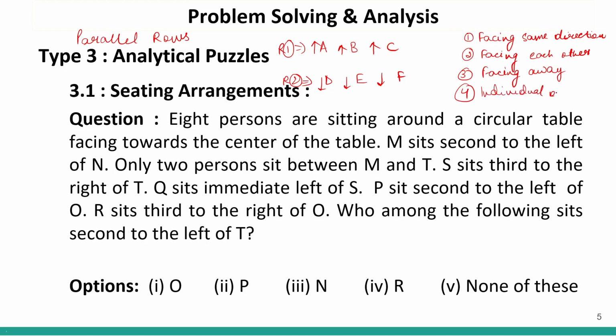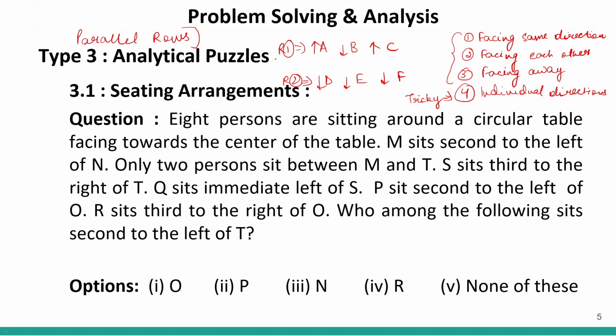What do you mean by individual directions? It means that if A is facing north, B is facing south, C is facing north, similarly F can be facing this side, D can be facing this side, or D can be facing any side, it is possible. So these type of questions are tricky. Okay, these take a little more time to solve as compared to the first three cases. So these are the type of questions you can get in your parallel rows.